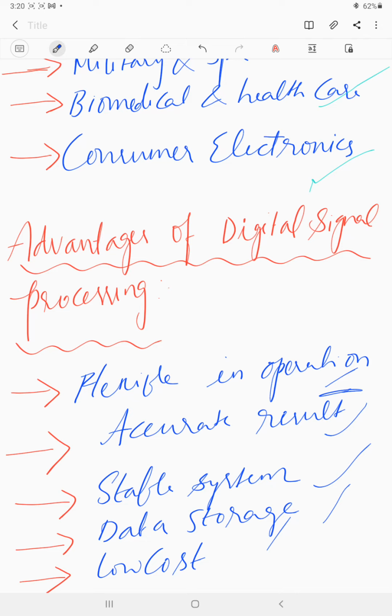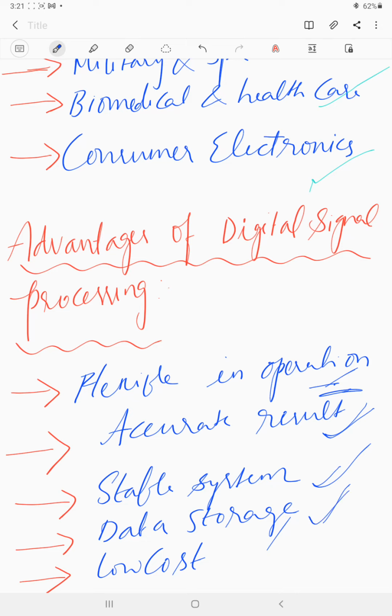Some of the important advantages of digital signal processing: it is flexible in operation, which means digital signal processing can be made to give the desired accuracy of result by choosing the appropriate data. It is a stable system, since digital signal processing operations are based on addition and multiplication, so the system will be extremely stable. The storage of digital data is also less expensive.